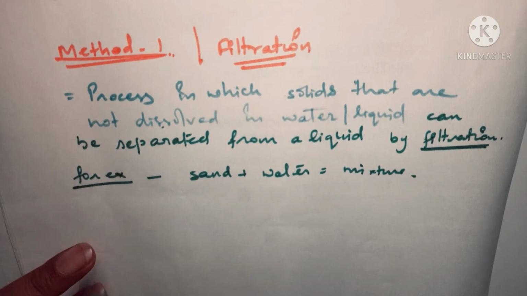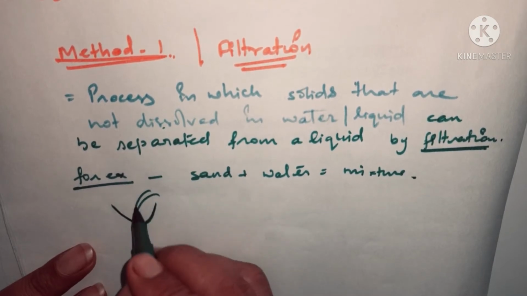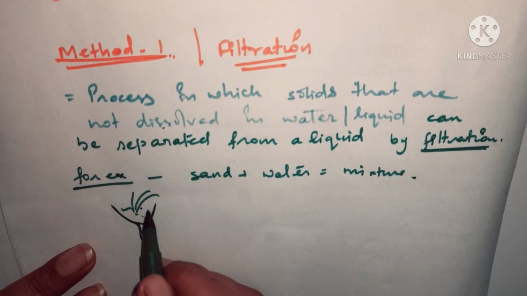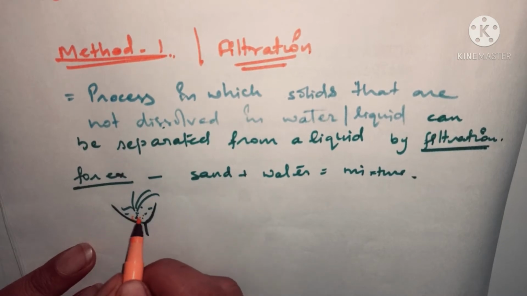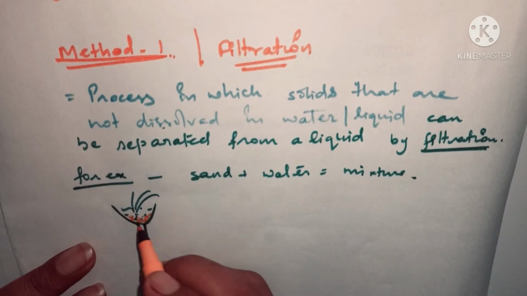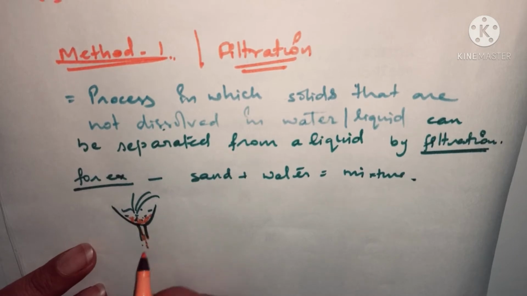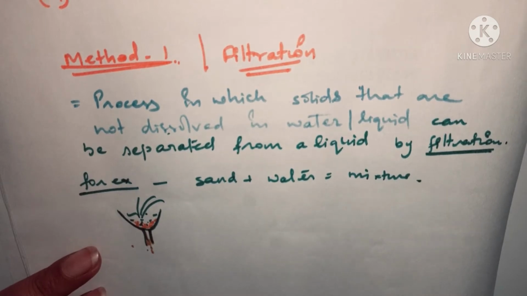Understood? As soon as you take a funnel, say this is a filter funnel, and you pour the water and sand mixture in here, what will happen? Sand is going to accumulate here, and all the water or the liquid part will move out into a container. Do you get my point?